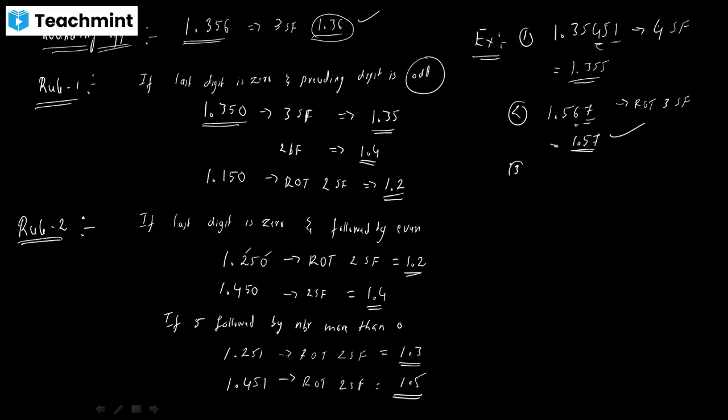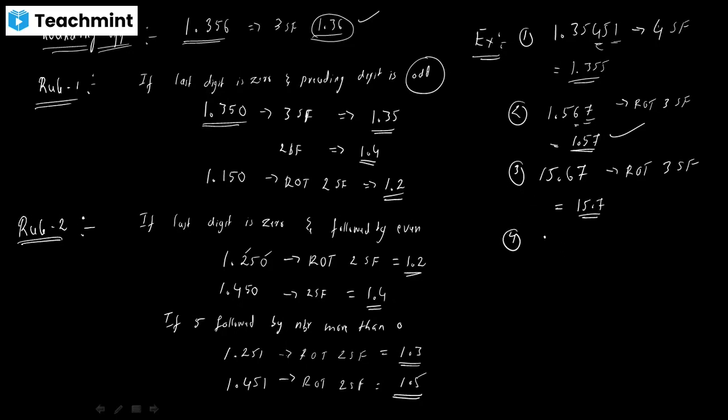Next, 15.67. Now, round off to three significant figures. What is the answer? 15.7. 15.7. Good.